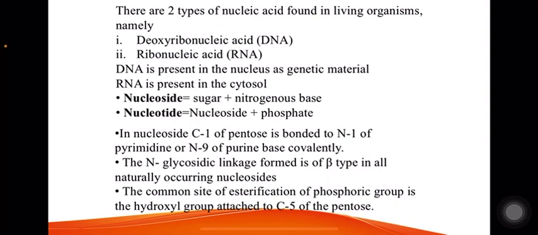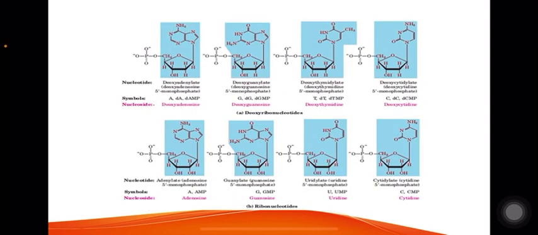Nucleoside is the sugar plus nitrogenous base, and nucleotide is the nucleoside plus phosphate. This is the picture of the nucleotide and nucleoside present in both DNA and RNA. The major difference in DNA and RNA is the thymine and uracil bases. We find thymine in DNA, whereas uracil in RNA.